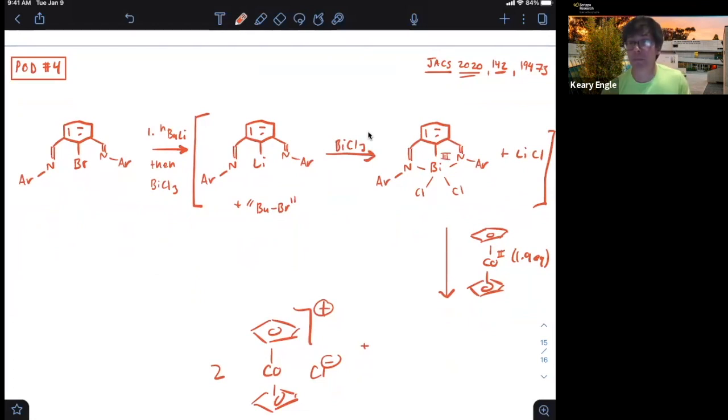Bismuth here will be in the +3 oxidation state. This type of transmetallation is redox neutral at the metals involved. So it's bismuth 3 going in, bismuth trichloride, and bismuth 3 coming out. This type of bonding motif with tridentate coordination is known as a pincer ligand. In this case, an NCN pincer, just denoting the sp2 hybridized nitrogen, carbon, and nitrogen all coordinated to the metal, or in this case, main group element.